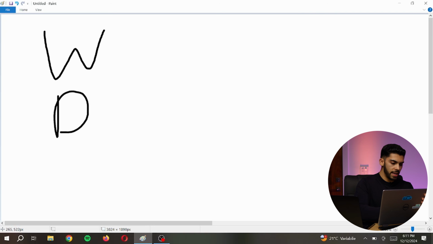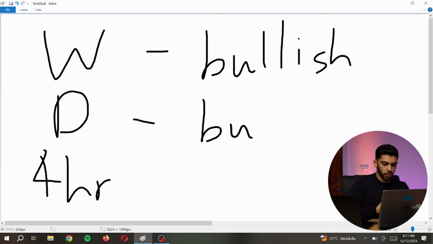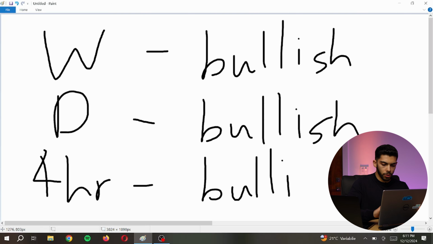So the way we analyze the markets with this exact strategy is we start off on the weekly, we go to the daily, and then the 4 hour. Our bias is going to come from these three main time frames. So let's say the weekly is bullish, the daily is also bullish, and the 4 hour is bullish. We're only going to look for buys, and that means that this is an exact trade that we can take. If one of these time frames is not in alignment with our trend, then we're not going to trade it.